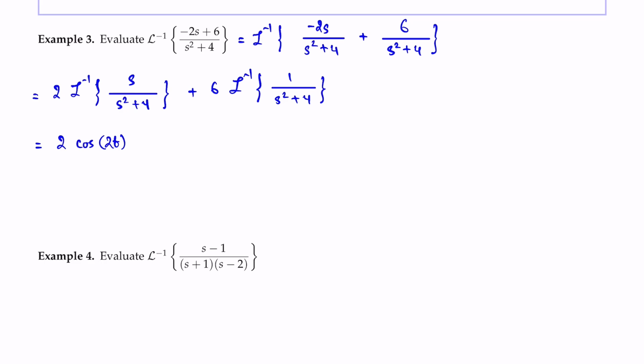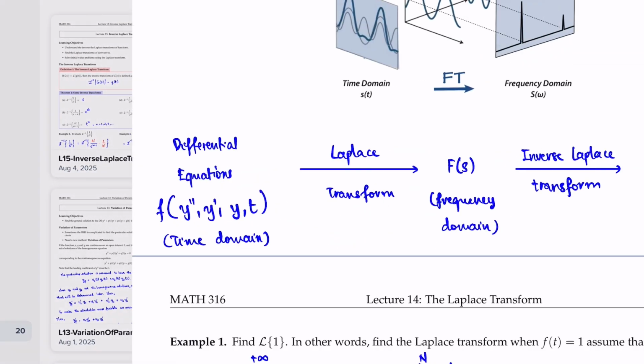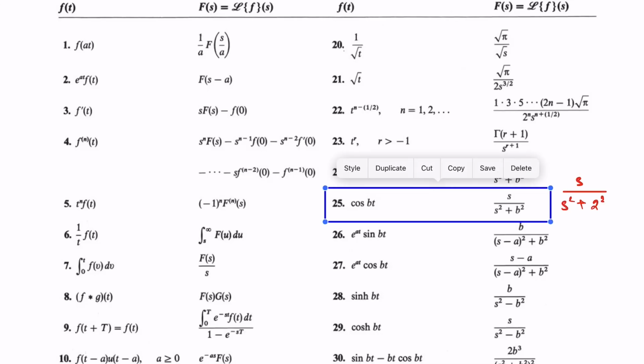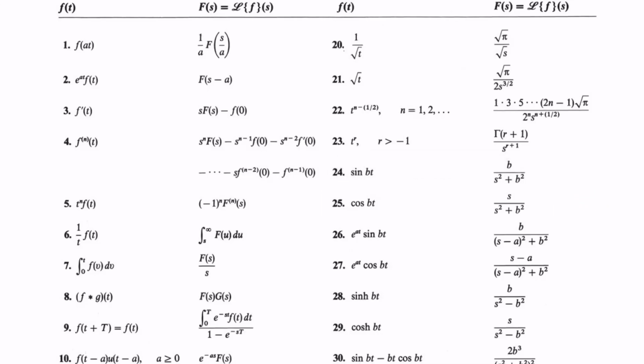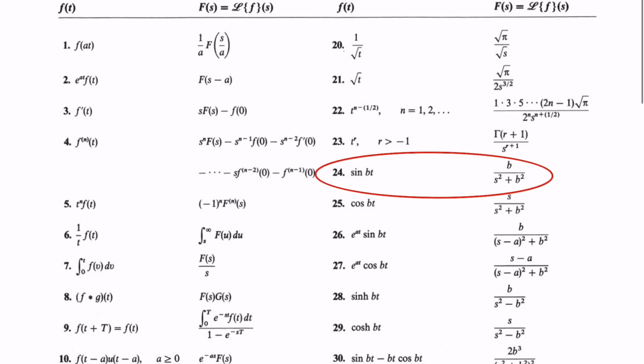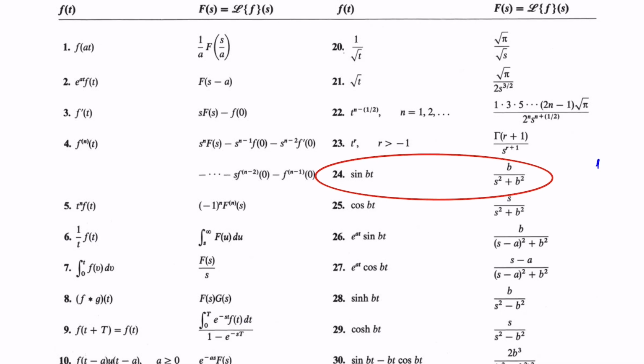So let me go to the Laplace transform table. The one that we're looking at is this formula right here. So you have 1 over s squared plus 4. Or instead of 4, you have 2 squared.